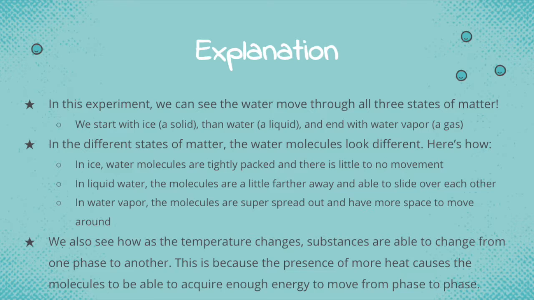So as we could see in this experiment, the water is moving through the 3 different states of matter. It first started off with ice, which is a solid, then water, which is a liquid, and then eventually water vapor, which is a gas, and at that point we saw that there was nothing left in the pot.